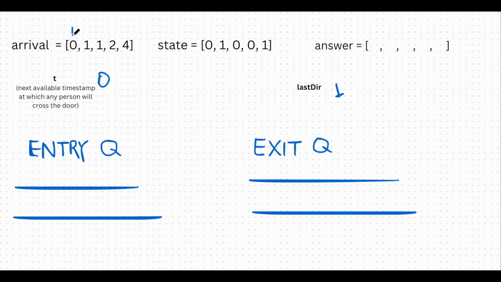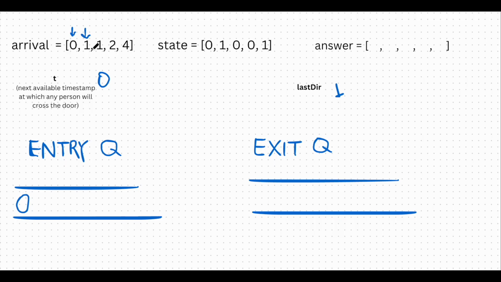First we are here, and the arrival time of this person is the same as the value t, meaning this person can become a potential candidate for t equals 0. So we push the person in the queue. We check the state value, which is 0, so we push the person in the entry queue. Note that we are storing the indexes of the persons in the queue and not the original arrival time value. So we store the index 0 over here, and we come to this element.